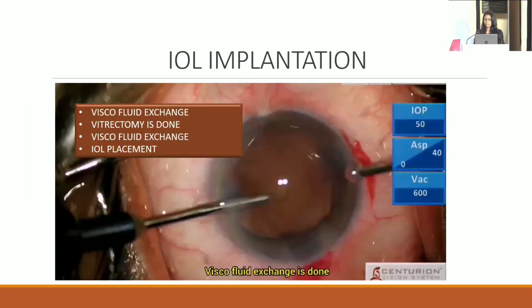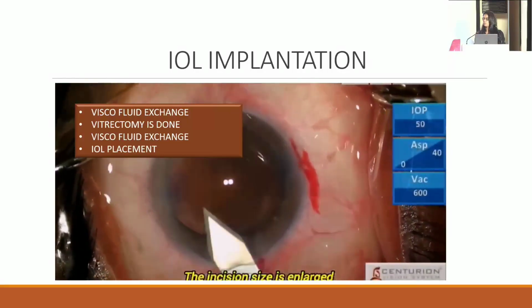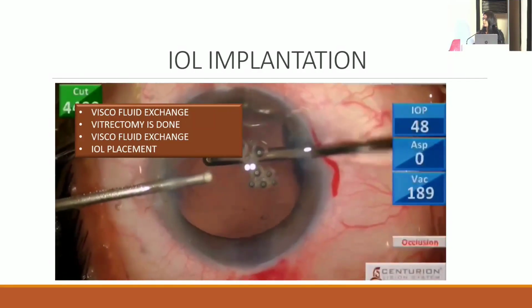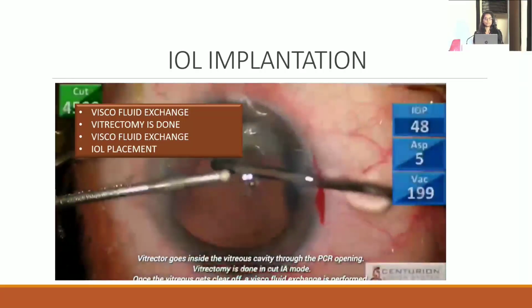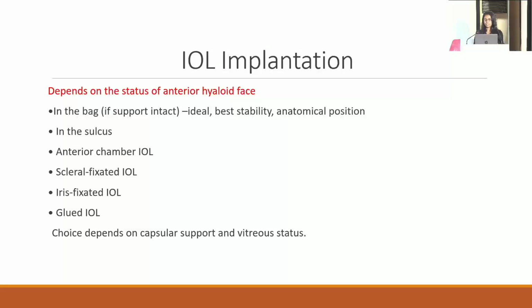During IOL implantation, PCR occurs due to forceful delivery or direct trauma from the IOL haptic, and the AC will become shallow. How do we manage it? We will do the viscofluid exchange, and to see whether the vitreous is coming or not, we will stain with triamcinolone. If the vitreous is coming, we will do the anterior vitrectomy, and then after doing the viscofluid exchange, we will place the IOL.